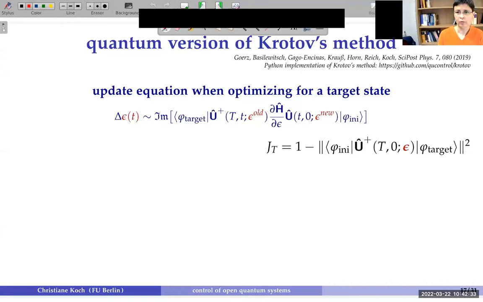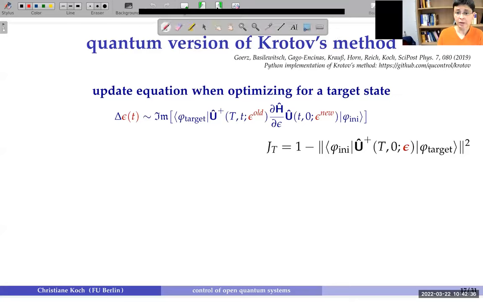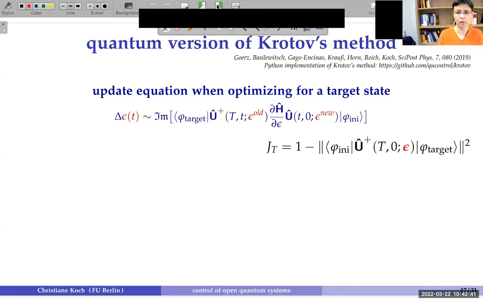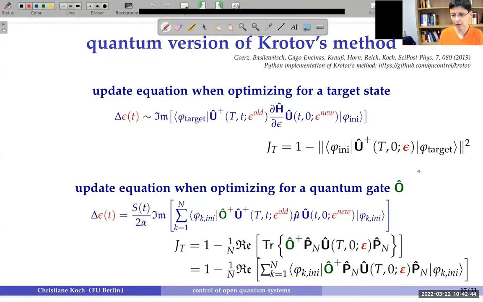And I'll come back to the structure of the equation in a minute. It's very easy to extend this functional from a given initial state to match a final target state to a quantum gate. To this end, we have to match not a state that is evolved to a target state, but instead the actual evolution. This is this operator mu.